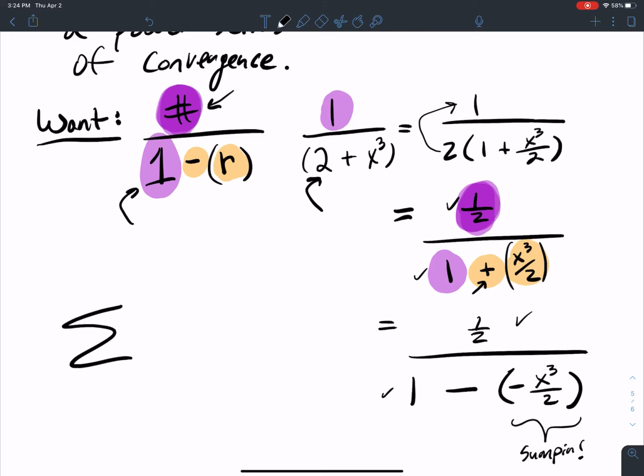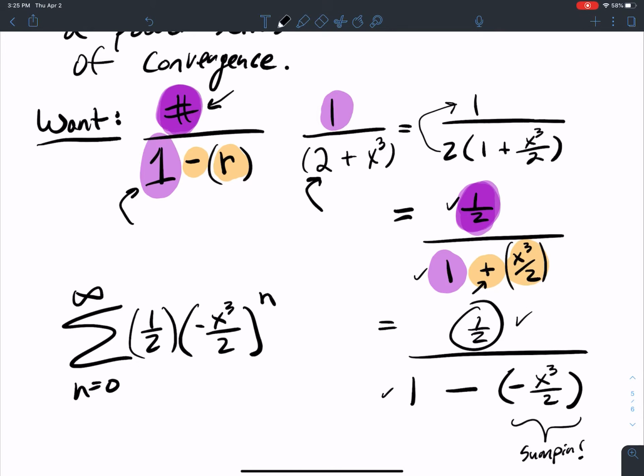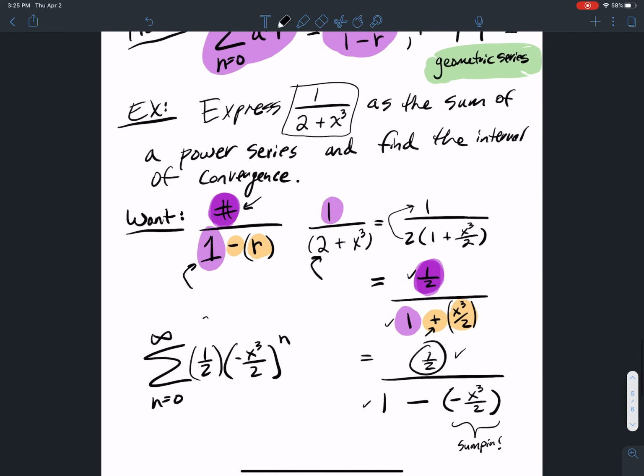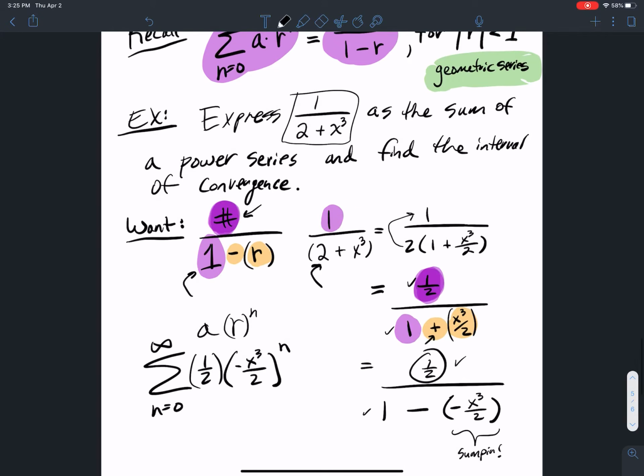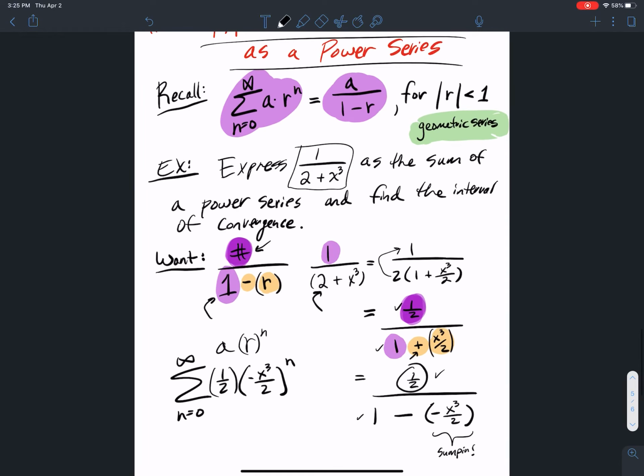So now, what does this tell me? This is a geometric series, n from 0 to infinity of what? It's the number, the a up top, which is 1/2, times my something, which is negative x cubed over 2, raised to the n power. That's my a r to the n, exactly what I'm looking for in my geometric series. So now I'm going to clean this up a little bit. I'm going to use some algebra here.